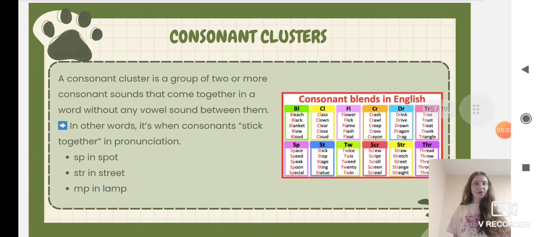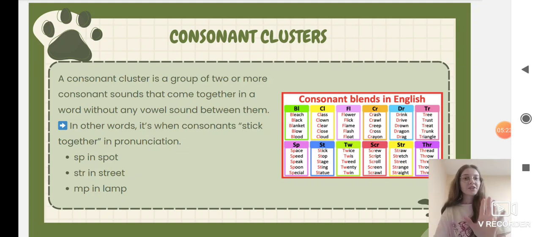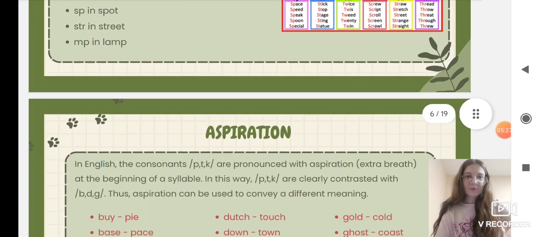Let's look at consonant clusters as our second topic for this week. A consonant cluster is a group of two or more consonant sounds that come together in a word without any vowel sound between them. In other words, it's when consonants stick together in pronunciation. For example, SP in spot, STR in street, and MP in lamp.